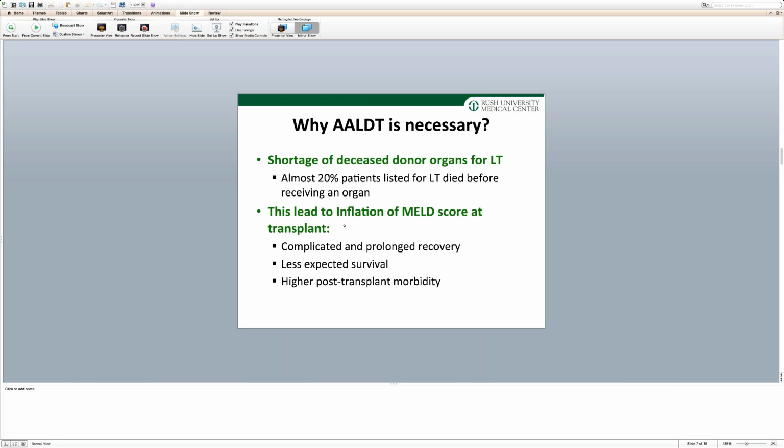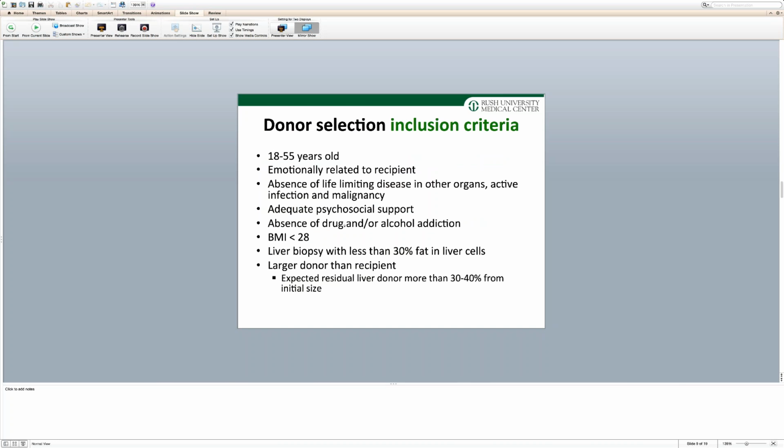So which donor should be selected? What patients should be considered to be a good donor? First of all, the donor has to be a relatively healthy individual between 18 and 55 years old and to be emotionally related to the recipient. That means the potential donor has to be part of the family or a very good friend of the recipient.